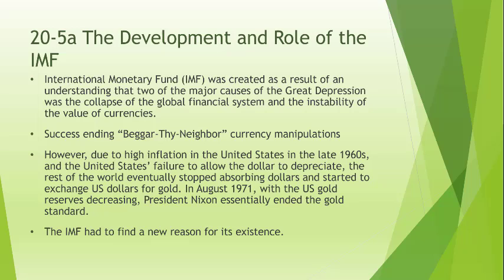However, due to high inflation in the US in the late 60s, that was due to the money that was being spent on the Vietnam War and the United States' failure to allow the dollar to depreciate. The US didn't want the currency to depreciate. The rest of the world eventually stopped absorbing dollars and started to exchange US dollars for gold. Under Bretton Woods, the US dollar was tied to gold and everything else was tied to the US dollar.